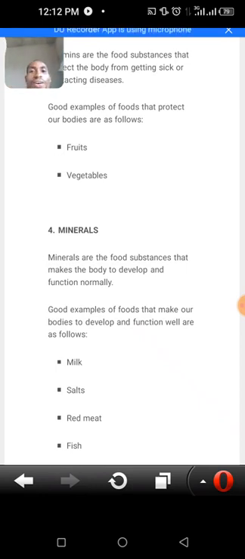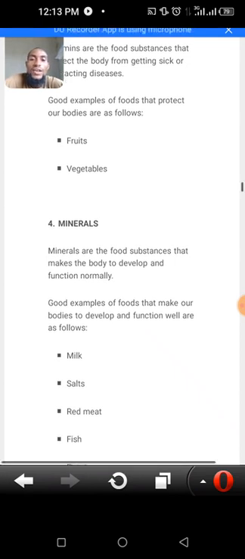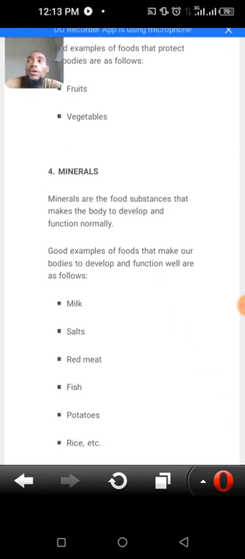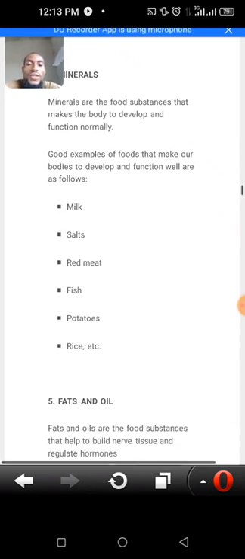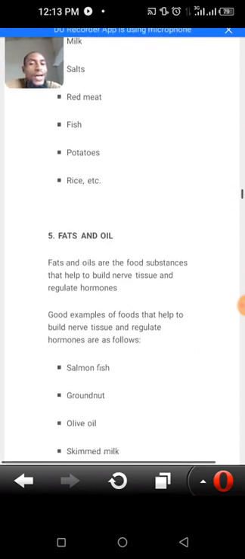To develop and make the body function. So when you're taking a lot of mineral foods, then our body system will function the way it should function, and then develop the body. Right? Examples of such food: milk. Taking a lot of milk, a lot of salt, a lot of red meat, a lot of fish, a lot of potatoes, etc. So the fat and oil.